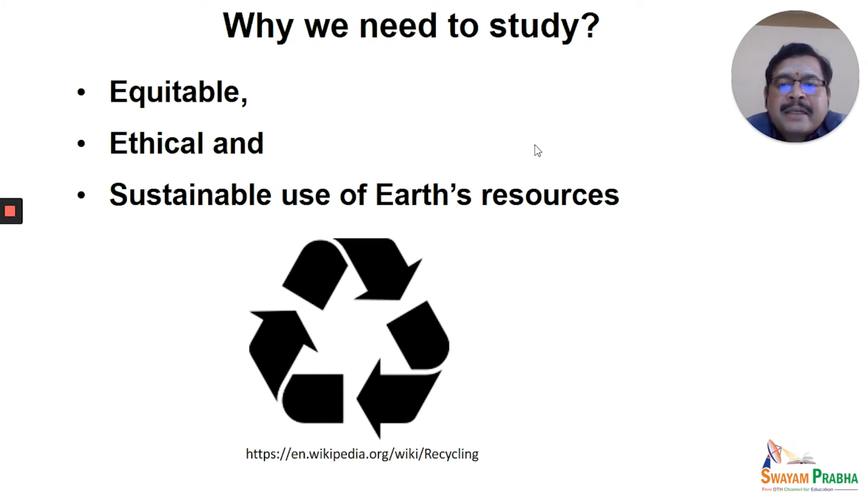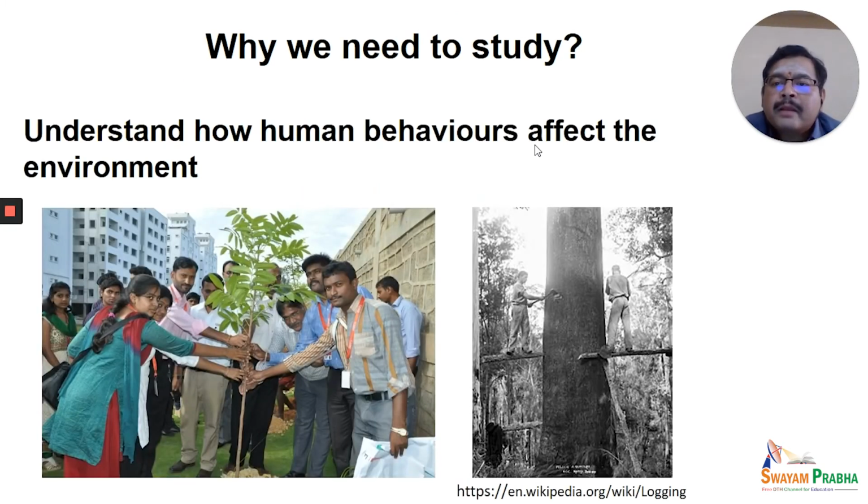thereby you can have a sustainable development. So the first need to study is how we can use the earth's resources, which are finite in nature, in an equitable, ethical, and sustainable manner. Now, the next need comes: why we have to study. You have to understand how human behavior affects the environment.